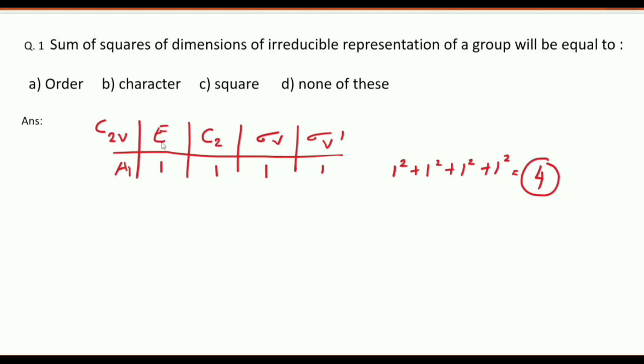So 4. For the C2V point group, the order of the group is 4 and the number of classes is also 4. The classes and order will vary according to the group. Say for C2V it is 4, both are 4. So here the sum of squares of dimensions of irreducible representation will give 4, that is the order. So the correct answer is order.